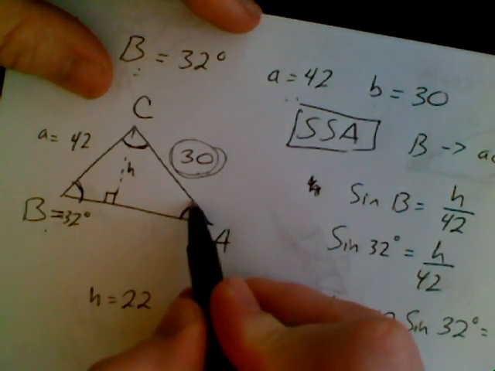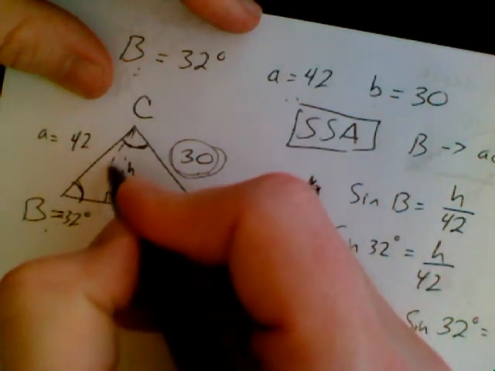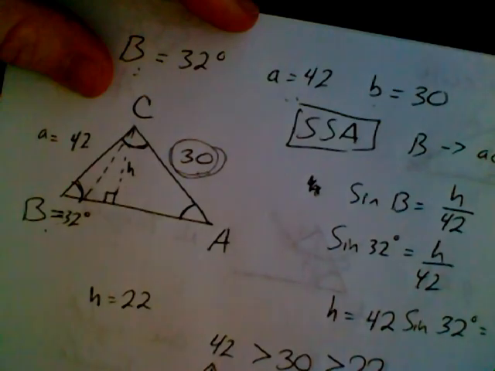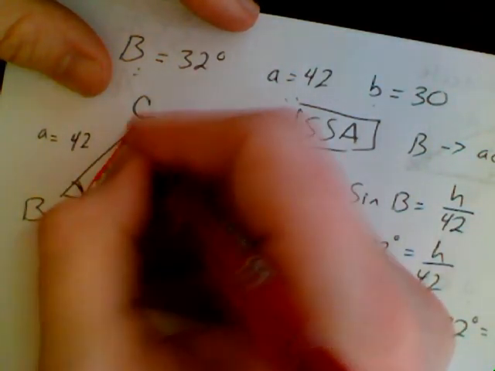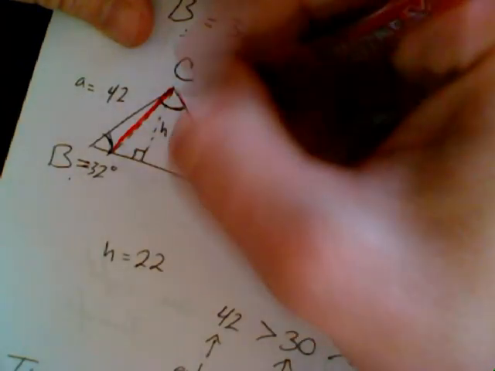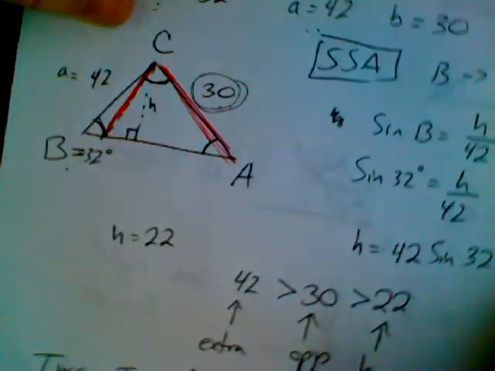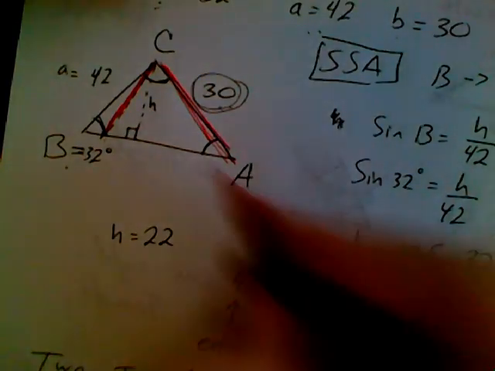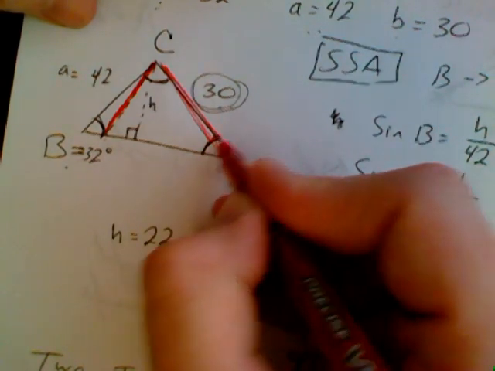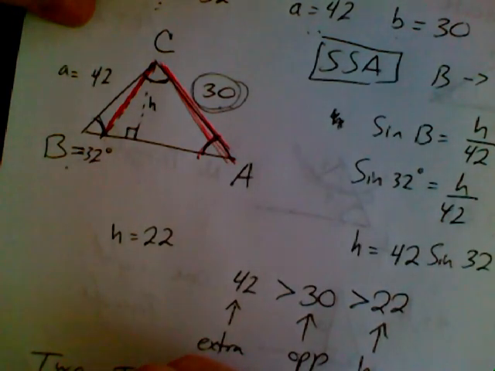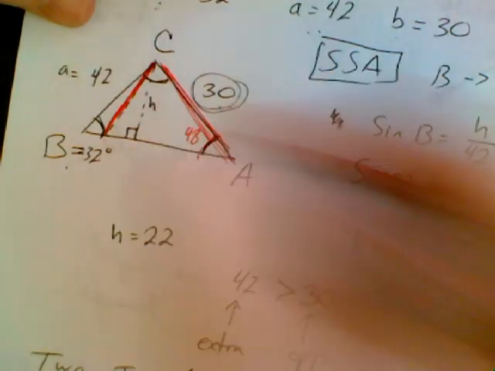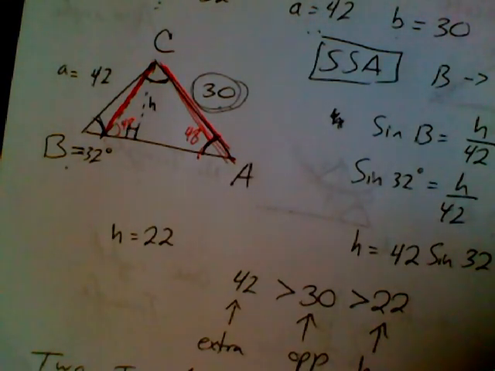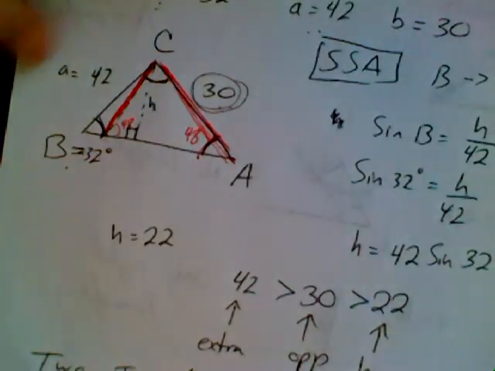The other one should sit somewhere over here, where this side, and I'm going to draw it in red now, this side is the same length as this side. Okay, that should make an isosceles triangle. Well, if that should make an isosceles triangle, then this angle here, which is supposed to be 48, and this angle here should be 48. But what do I really want?